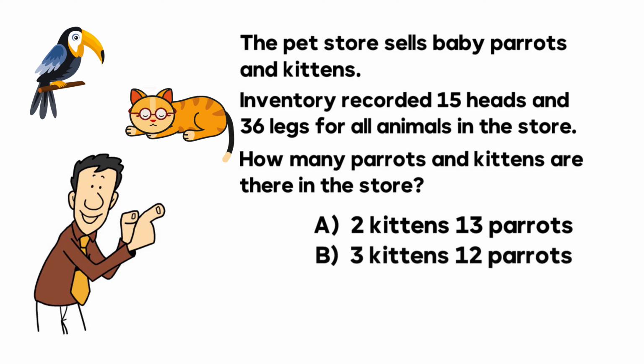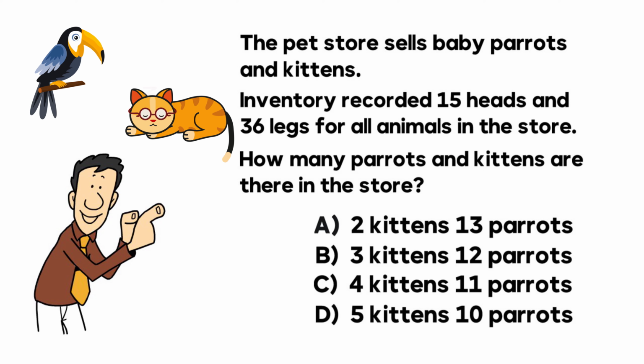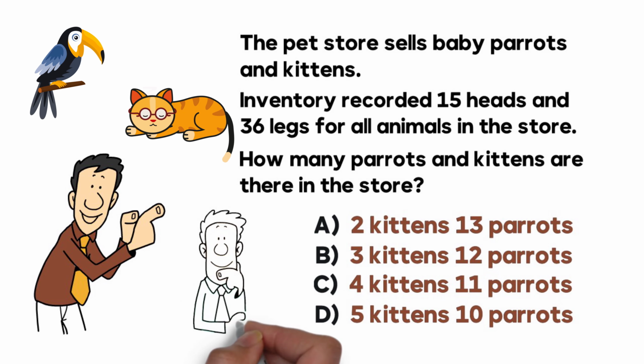And you have 4 different choices. Choice A, 2 kittens and 13 parrots. Choice B, 3 kittens and 12 parrots. Choice C, 4 kittens and 11 parrots. And choice D, 5 kittens and 10 parrots. Do you see the answer? Can you do the calculations and come up with the correct solution?